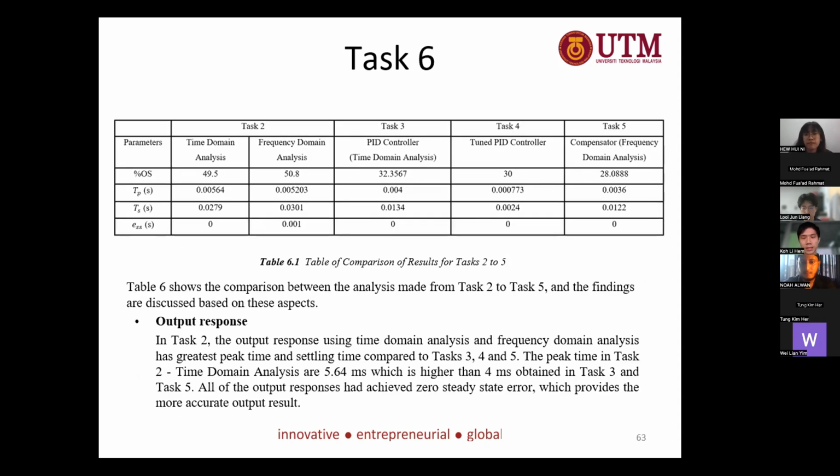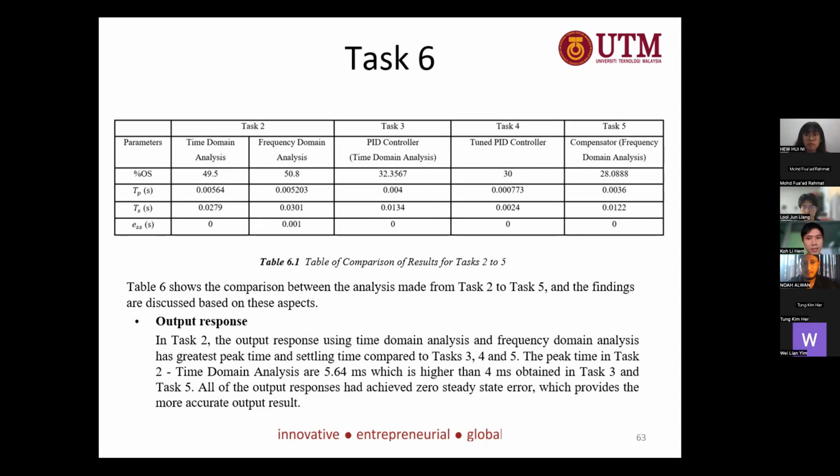Thank you, Rini, for presenting task 5. Now I will present task 6, which is the comparative finding analysis from task 2 to 5. These results are based on 3 aspects, which are output response, efficiency, and stability. For the output response, task 2 has achieved the greatest settling time and peak time, which are 27.9 milliseconds and 5.964 milliseconds respectively, whereas task 4 has achieved the lowest settling time and peak time, which are 0.773 millisecond and 2.4 millisecond.